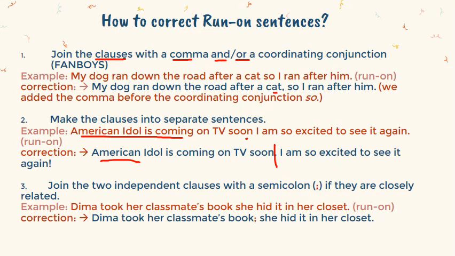Number 3, join the two independent clauses with a semicolon if they are closely related. For example, Dima took her classmate's book. She hid it in her closet. That's a run-on. Dima took her classmate's book, and what did she do with the book? She hid it in her closet. That's where I can use a semicolon because these two sentences are related.